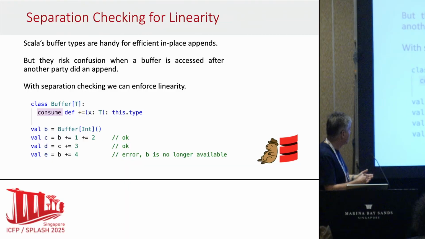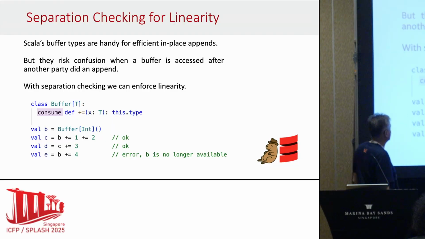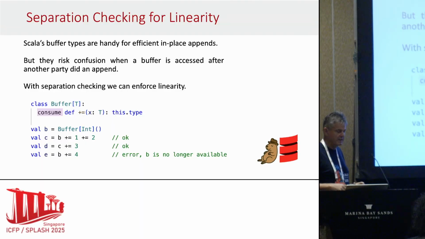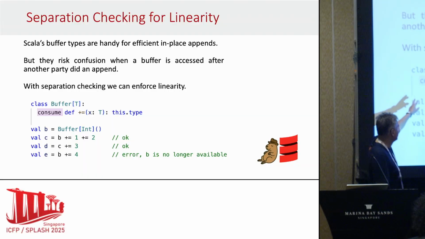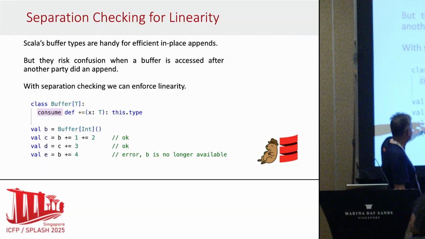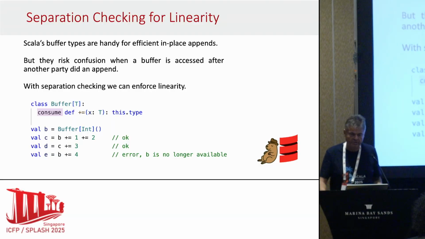There's no copying here. So what we're after is a linear type system, and that's enforced by this consume thing. We can put consume on a def or on a parameter, and that means once we've used it, then it's no longer available. So if we put it on a def, it means that the receiver is no longer available. So here, the B plus equals would be consumed, and that means we can't use B afterwards.